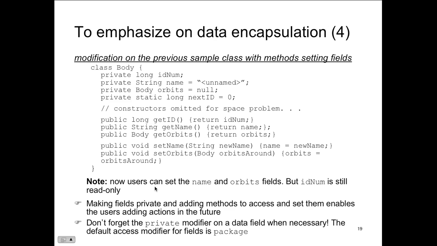Note, now users can set the name and the orbit fields, yes of course. But the ID is still read-only. Well, it's protected, it's static. We're not going to do anything with it anyway. Making fields private and adding methods to access and set them enables the users adding actions in the future. So you need a new behavior, you just add a method for it. This actually sets a nice template for growth and for modifications, and it makes the code more readable.